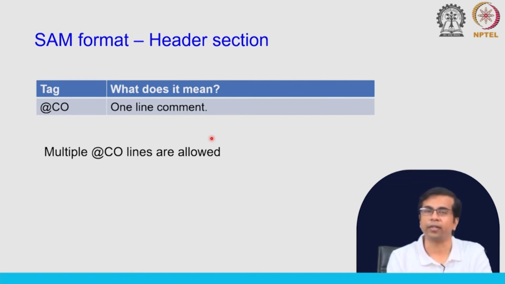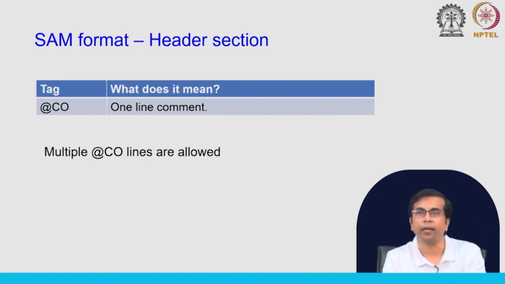They are given by this @CO. These are one-line comments, and you can have multiple comment lines describing something, maybe experimental details or the data processing details, etc. Okay, so let's have a look at the data very briefly, the header part, and you will probably see some of these values that we have just described.